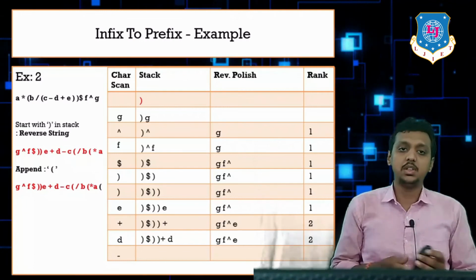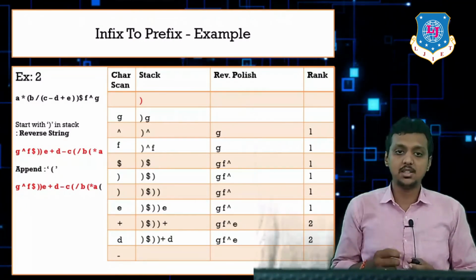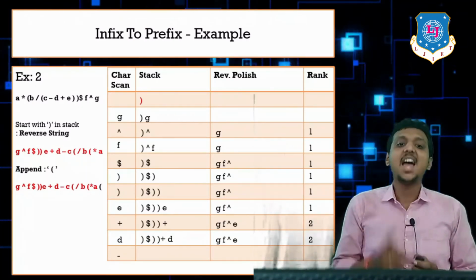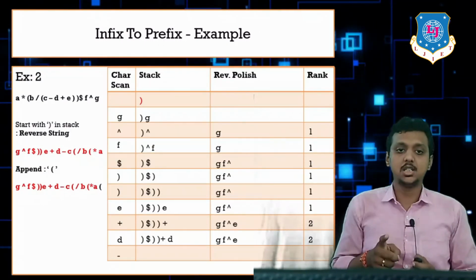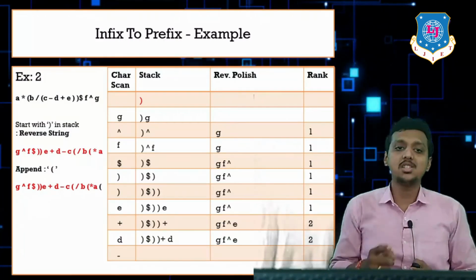Next we have minus with us. Now see what to do with the minus. Okay, see the minus has the lowest precedence compared to D, so D will be popped out, but minus is pushed inside the stack.